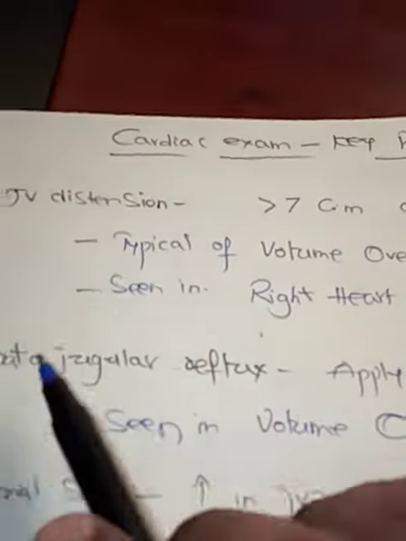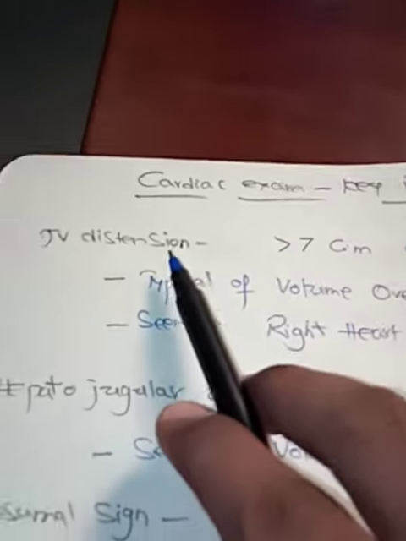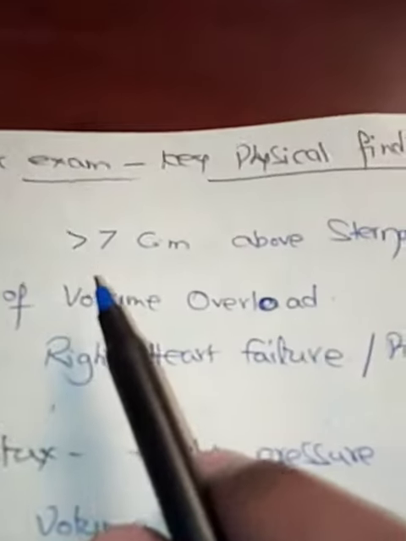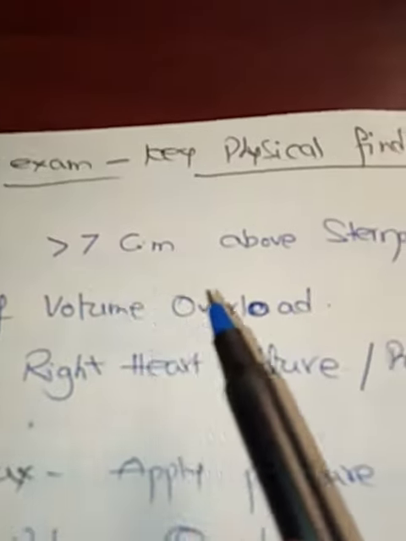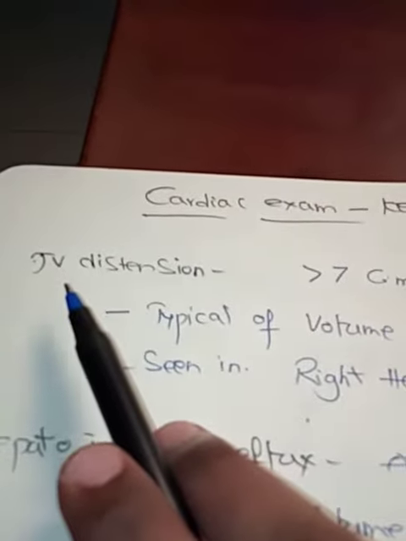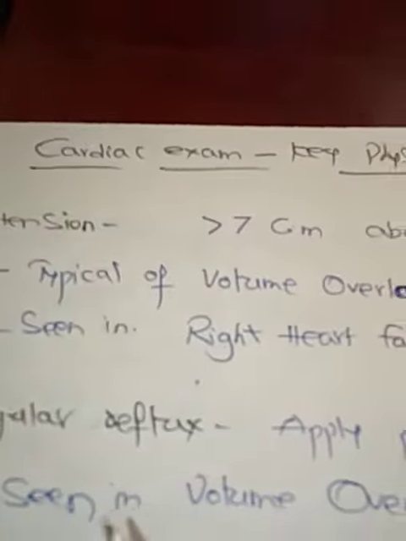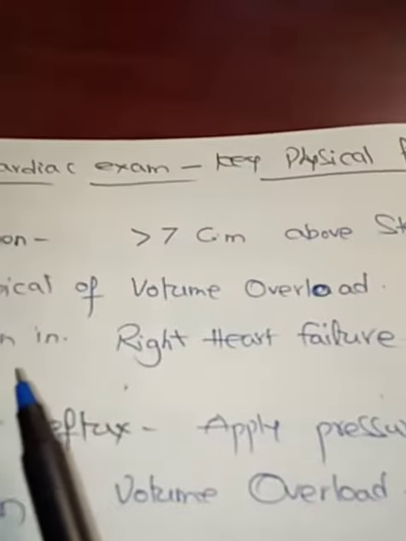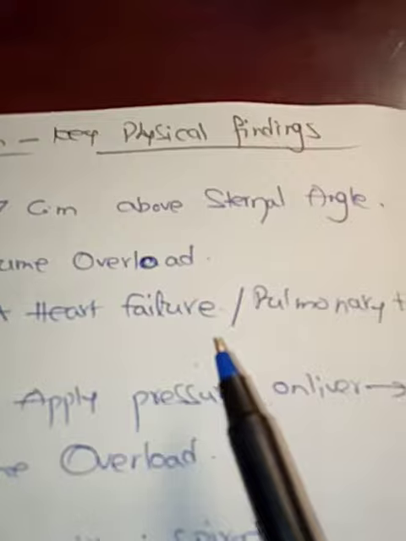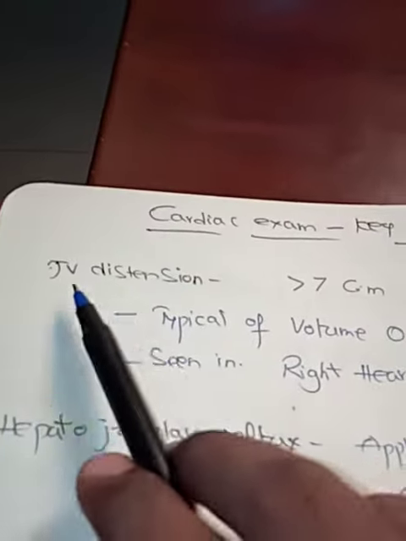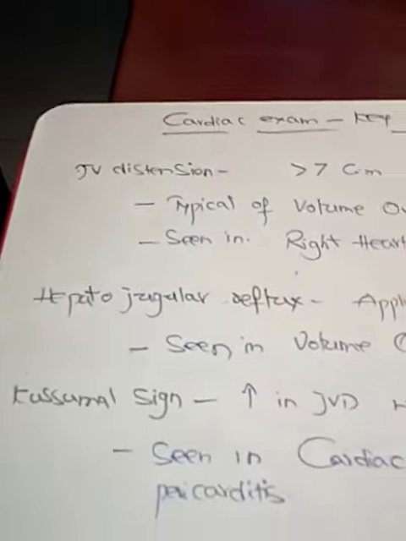Jugular venous distension. When do you call JVP increased? If it is more than 7 centimeters above the sternal angle, you call it JVP elevated. So typically it is seen in all volume overload conditions. Whenever there is any right heart failure or any pulmonary hypertension, typically you look for the JV distension.